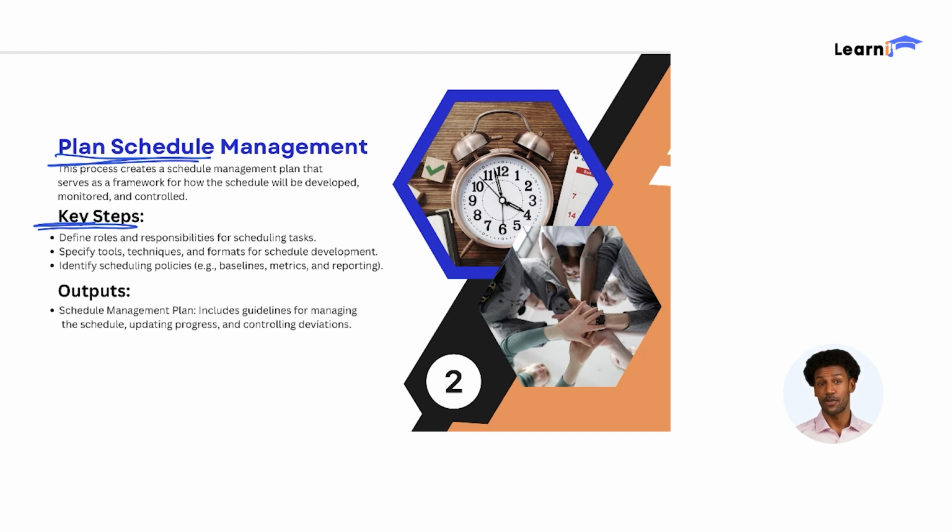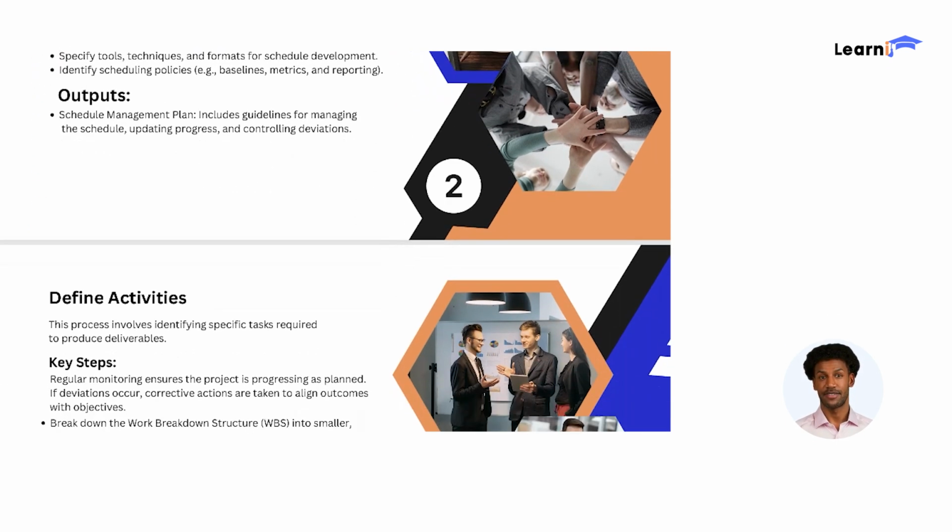Define roles and responsibilities for scheduling tasks. Who's doing what? Specify tools, techniques, and formats for schedule development. Are you using software or doing it manually? Identify scheduling policies like baselines and metrics. At the end of this process, you'll have a schedule management plan. It's your go-to document for guidelines on how to manage and control your project timeline.